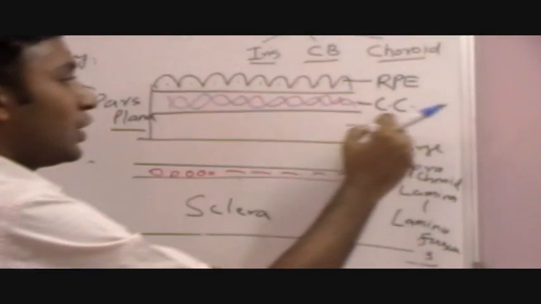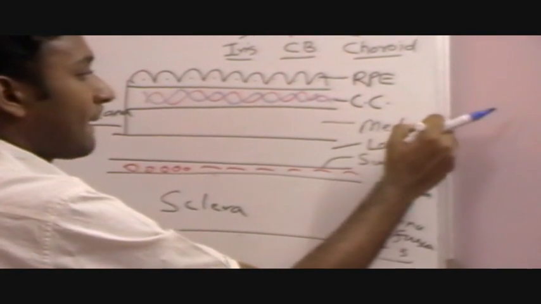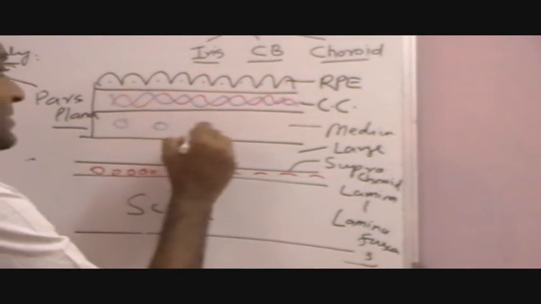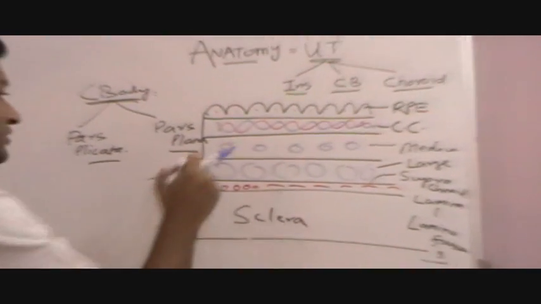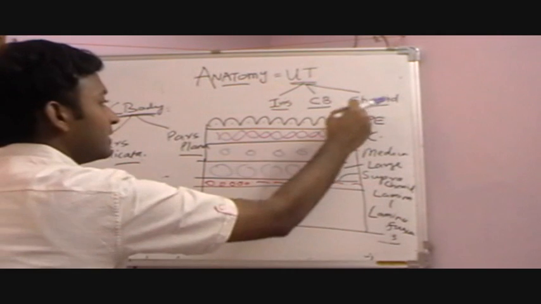Choriocapillaris, CC. Okay. Layer of large vessels and layer of medium vessels. The medium vessels are here. The large vessels are mostly venules, okay? So this is the ultrastructure of choroid.